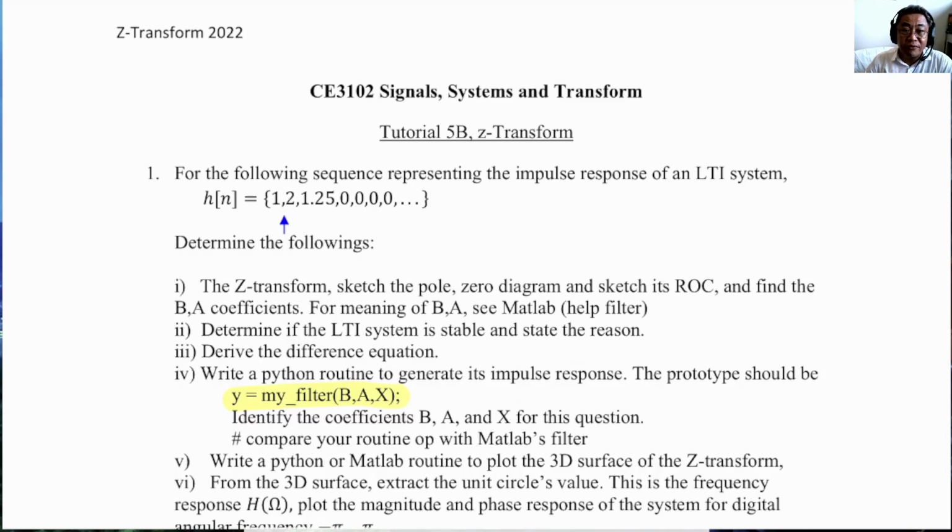Let's continue with tutorial 5B, question 1, part 4. In this question, we are asked to write a program. In the old days, I asked you to write it in Python, but you can write it in MATLAB now. The question asks you to write a Python or MATLAB program for the function filter, where filter takes in the coefficients b, a, and x, where b and a are the filter coefficients, and x is the input. Let's first compare our routine, what is required, using MATLAB.